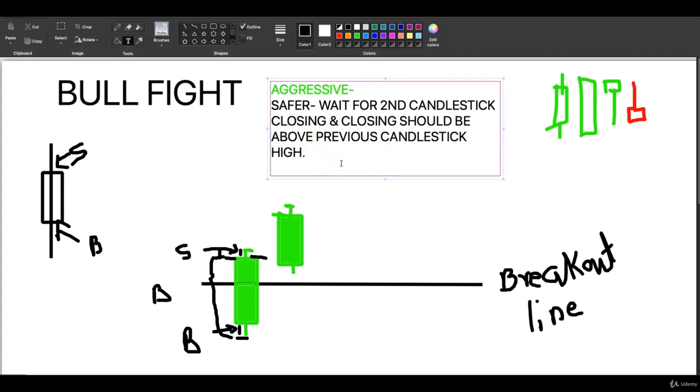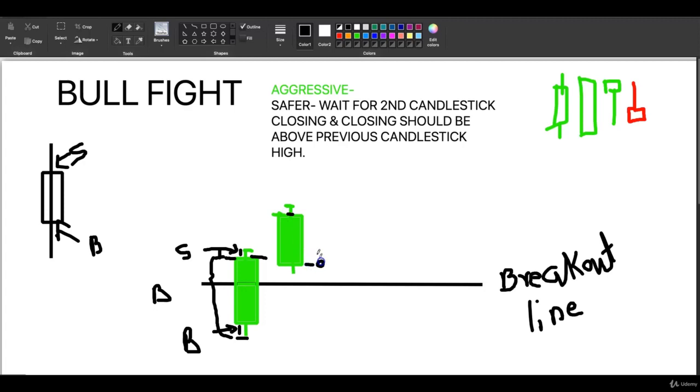Getting my point? I will note it down. So what I am trying to explain here is that if you are an aggressive trader, you can immediately place your trade here. But if you want to place your trade safely, then you have to wait for proper confirmation. The confirmation is that you wait for the second candlestick closing, and the closing should be above the previous candlestick high.